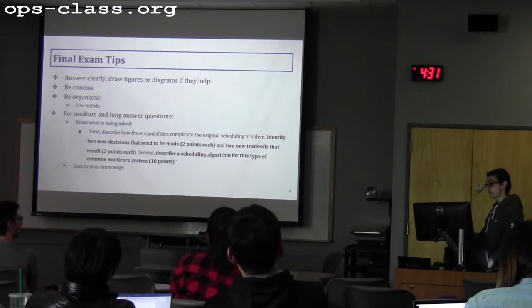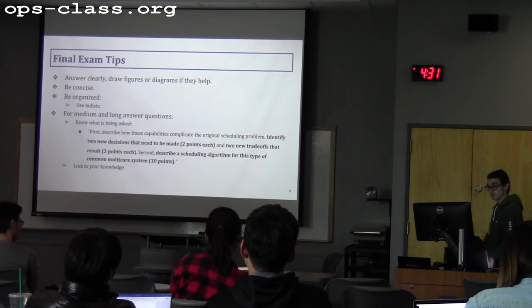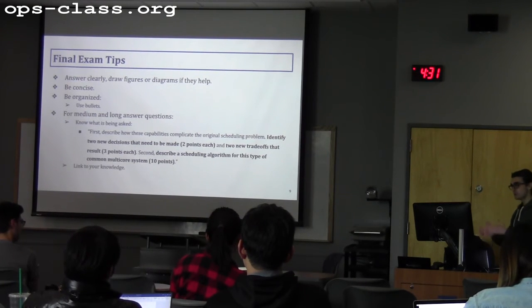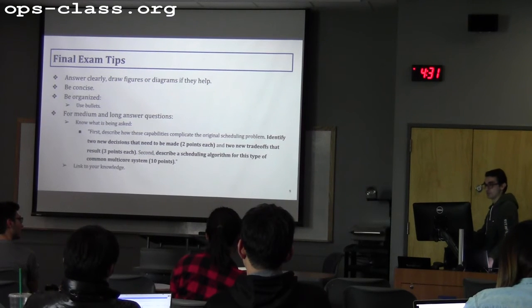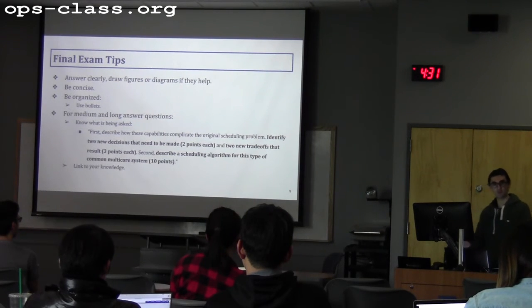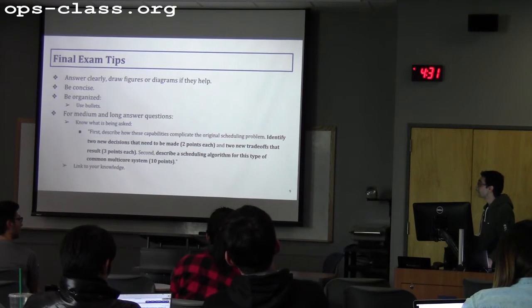And then you need one full page for describing the scheduling algorithm itself. And this is 10 points. So relate how much you need to write to how many points are given for the question. So make sure you write the most for the part that has the most points allocated to it. So this is one of the things. So know what is being asked, and also link to your knowledge.